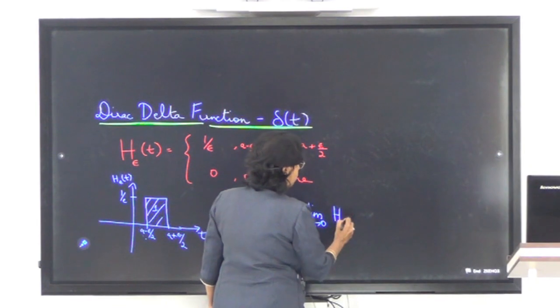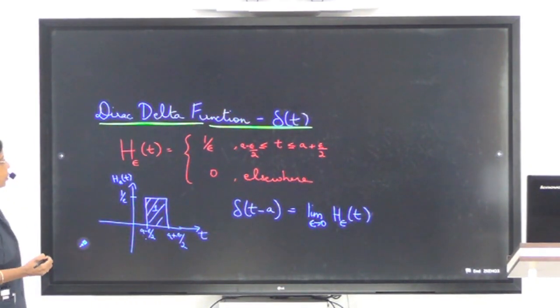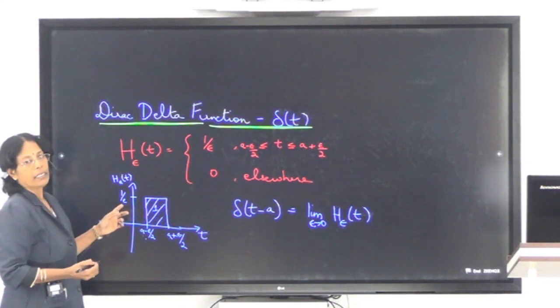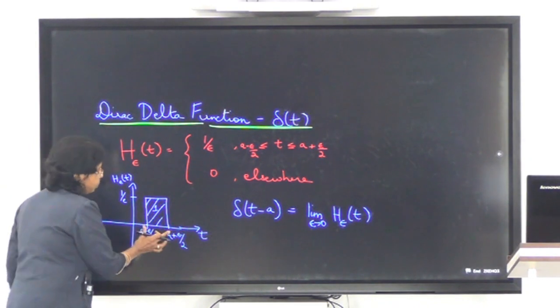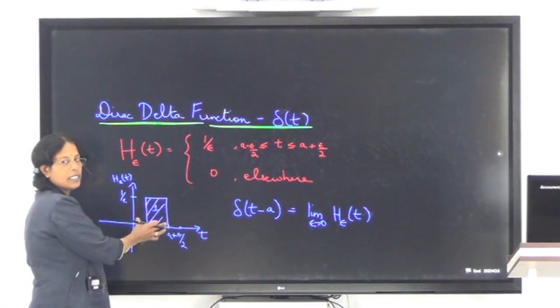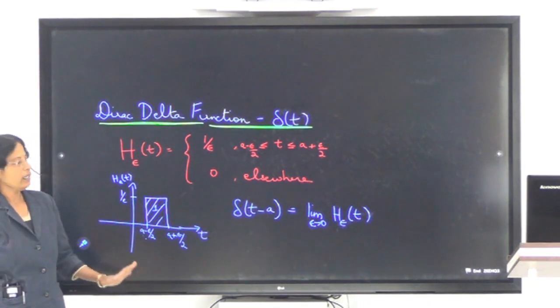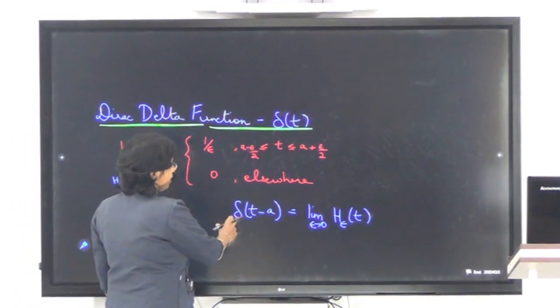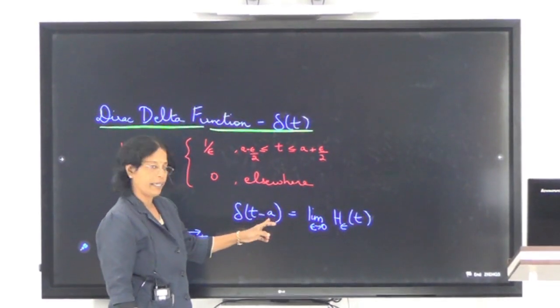H epsilon of t. The meaning is, when epsilon tends to 0, what happens here? The height becomes infinite, and what happens to the width? It is infinitesimally small, but the area is always 1. This function is called the Dirac delta function at a.